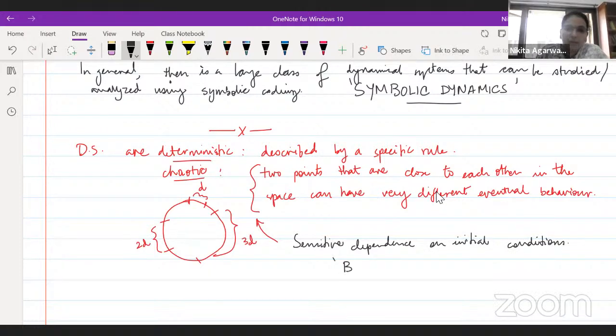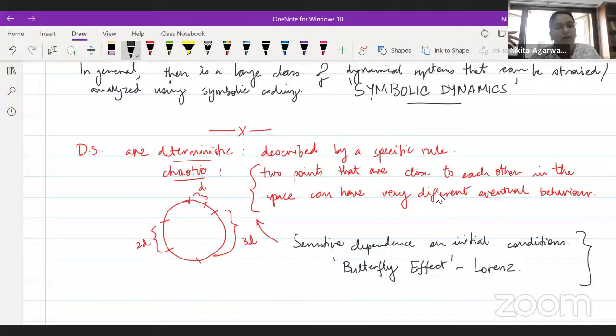You may have heard of the term butterfly effect, which is due to Lorenz. This is one of the features that one sees in systems which are of course deterministic because they are given by a specific rule. But from the dynamics point of view, they are chaotic because you can't predict where the trajectory will land if you perturb your initial condition a little bit. I'm putting it differently now. Here I said that two points which are close by can have very different eventual trajectories. But what I'm saying now is that if you start with an initial condition and perturb it a little bit, you don't know where you will land.